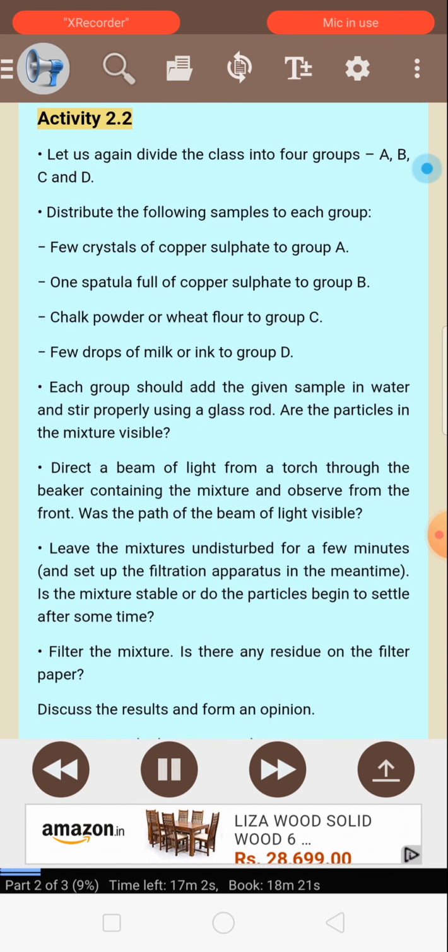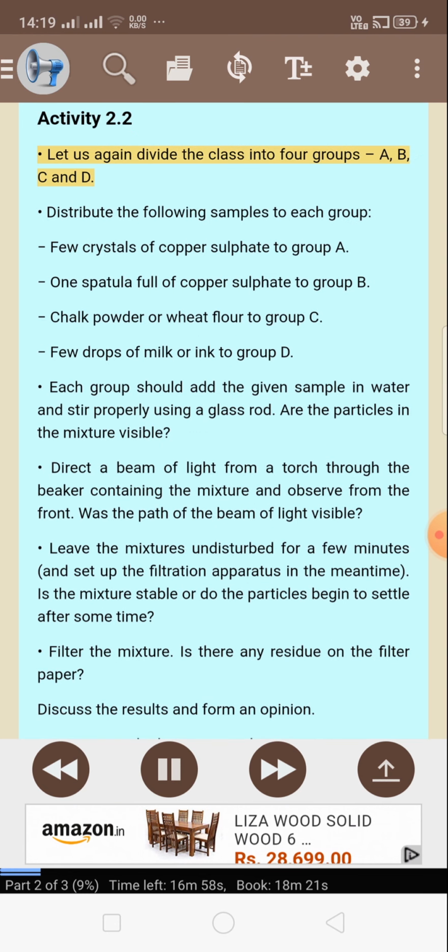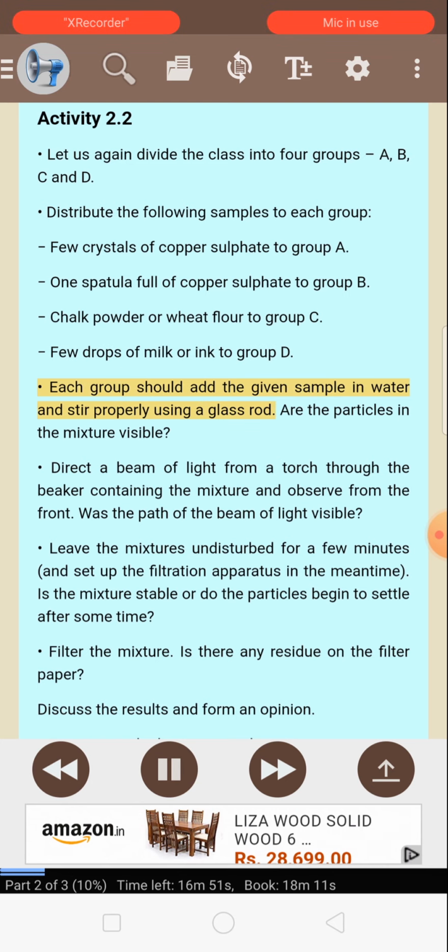Activity 2.2. Let us again divide the class into 4 groups A, B, C, and D. Distribute the following samples to each group. Give a few crystals of copper sulfate to group A, 1 spatula full of copper sulfate to group B, chalk powder or wheat flour to group C, and a few drops of milk or ink to group D. Each group should add the given sample in water and stir properly using a glass rod.